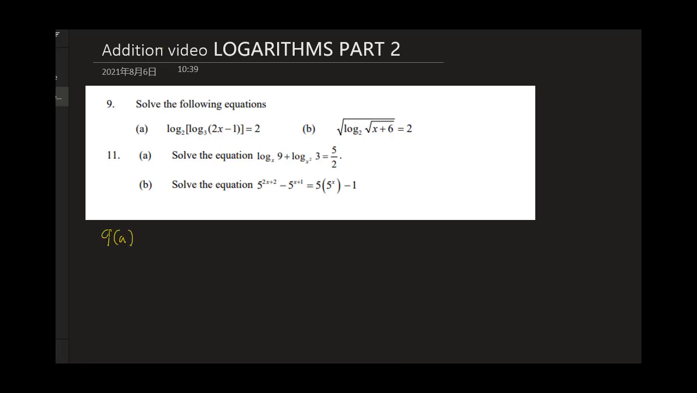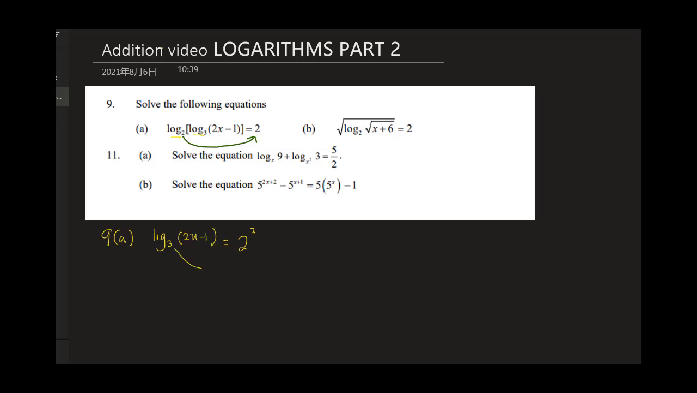You are given a log under a log. The first thing is you open the first log. So it will become 2 to the power of 2 first. On the left hand side, you just copy down the inner log. The outer log is already converted into index. You get the point here?